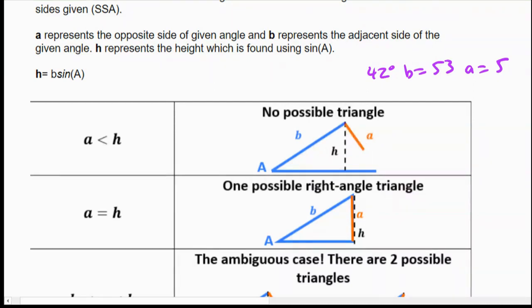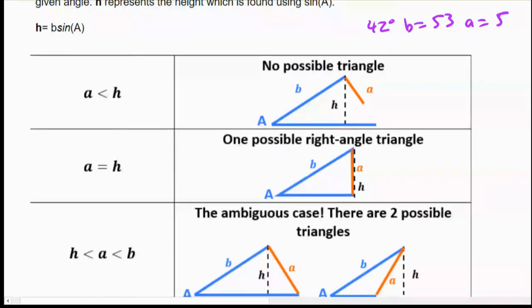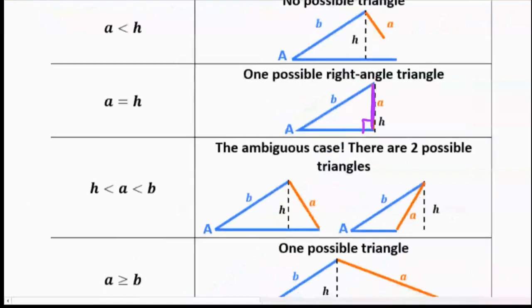Then there's the second possibility, where the opposite side is exactly equal to the height. That's the one that gives me a right triangle and makes things really easy, but I have to actually check that. So I have to find the height first, and then check: is the opposite side the same as the height?